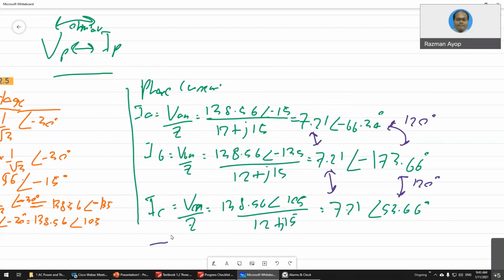Before I forget, because they ask you for the line current, you just say the phase current is equal to the line current. You have to mention this. If not, the mark is incomplete, because they ask you for the line current.